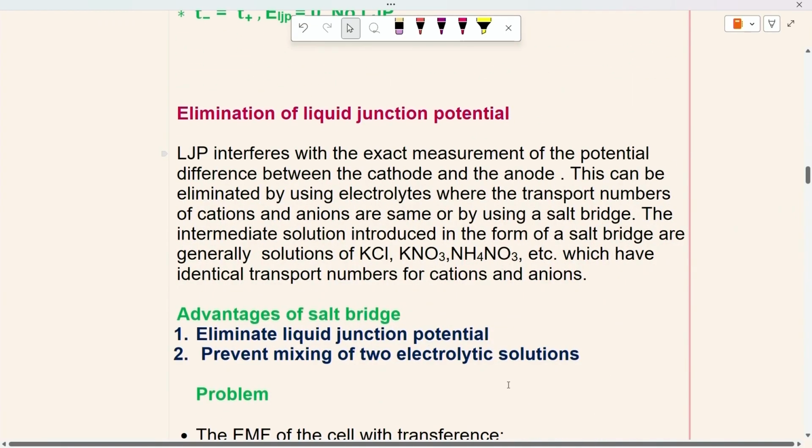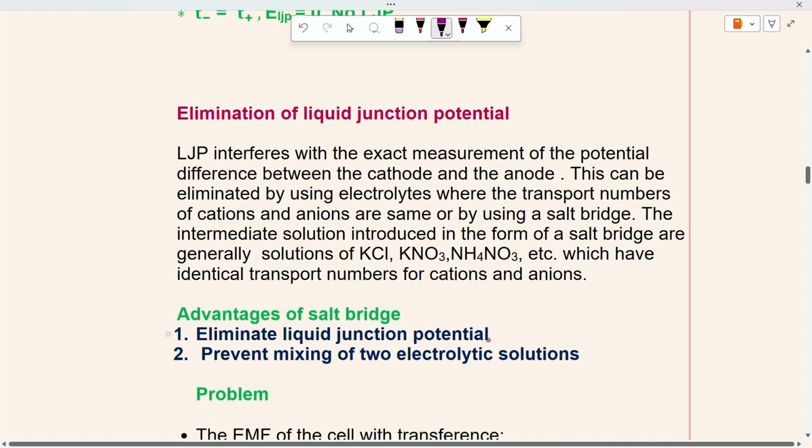Now, how can a liquid junction potential be eliminated? Liquid junction potential interferes with the exact measurement of the potential of the cell, because this liquid junction potential may add or get subtracted from the value. So, we have to minimize that.